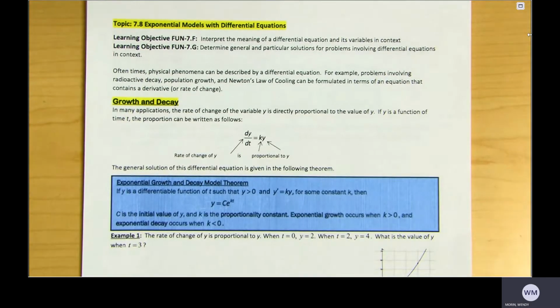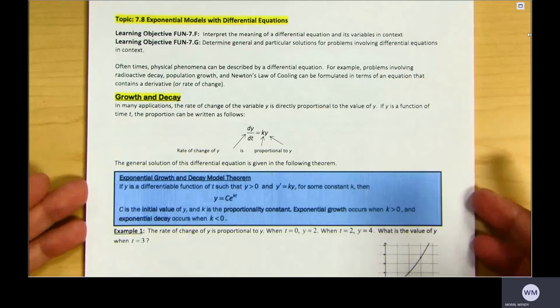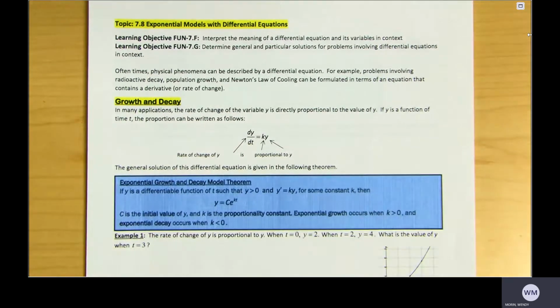Here we go. Topic 7-8, more differential equations, but this time we're going to be talking about exponential models. Some of you may have heard of Newton's law of cooling. You do not need to know Newton's law of cooling for the AP exam. They won't refer to it. They may use it, but they're not going to refer to it as Newton's law of cooling. But you will have some story problems, growth and decay type problems, that type of thing. So let's take a look at what it might look like.